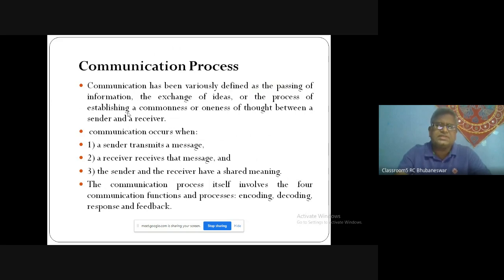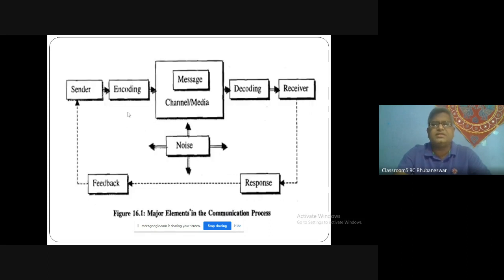But the question is how communication arises. You already know it can be transmitted: one person is the receiver, one person is sharing, and these are encoded and decoded. These are the procedures. Look at my PPT, where you can see what the major elements of communication are and how they are performed. That means sender, encoding, message, decoding, receiver, response, feedback. I have already covered these in previous topics also.